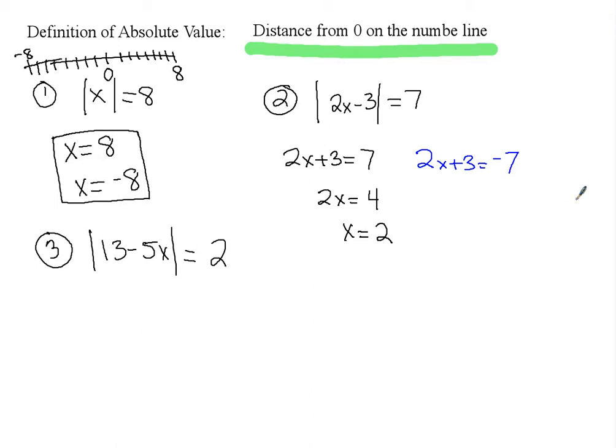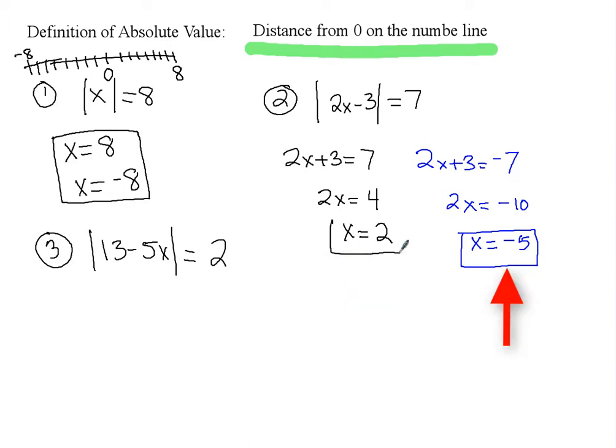So when you set up an absolute value equation, you're going to break it into two different equations and solve each of those equations. On my second equation, I'm going to again subtract 3 from both sides using the subtraction property of equality, and I'll get 2x equals negative 10. When I divide both sides by 2, I end up with x equals negative 5. So the two values that I could have for x are x equals 2, x equals negative 5.